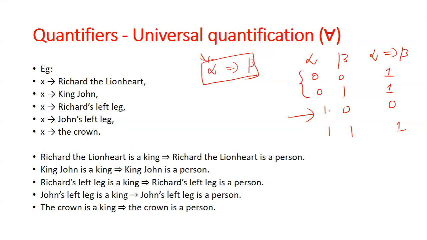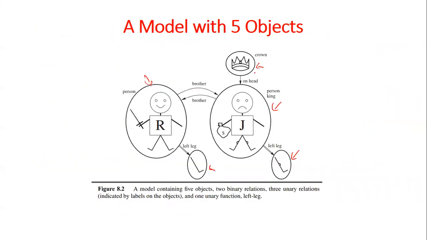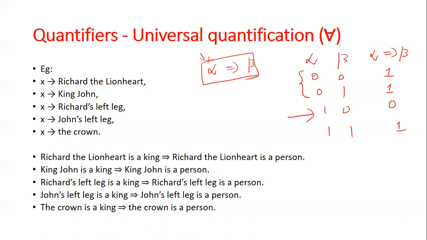Now as per the original representation, only John is king, others are not king. Richard is not a king, Richard's left leg is not a king, John's left leg is not a king, and the crown is not a king. Hence if you apply this, Richard the Lionheart is a king, this statement is false, which means it is 0. So if this is false, then what happens to alpha implies beta?